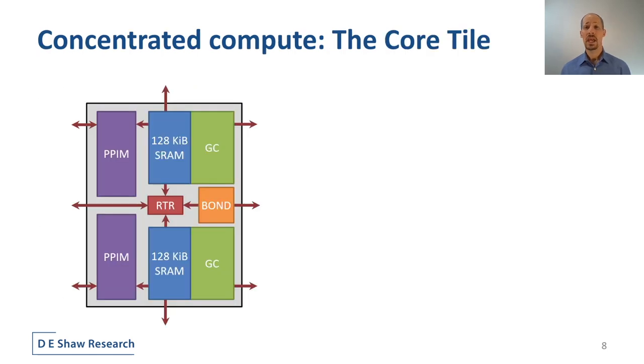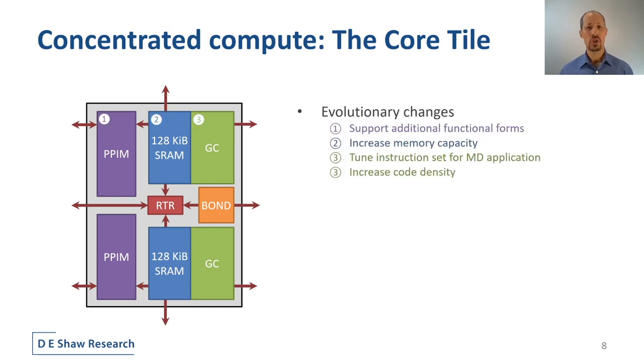I'll start by introducing the Anton 3 core tile, which distills all of the main components required for the MD computation into a handful of unique blocks. A central router provides on-chip network connections among a large array of such tiles. The GC and the PPIM are familiar from Anton 2, although they have undergone important evolution. The Anton 3 PPIM implements new functional forms to support a broader range of force fields. Memory capacity per GC has doubled, enabling larger simulations and more flexible software. Further optimization has been performed on the GC's instruction set, including the addition of new instructions. Additionally, a denser encoding has increased the effective capacity of the GC's instruction cache.